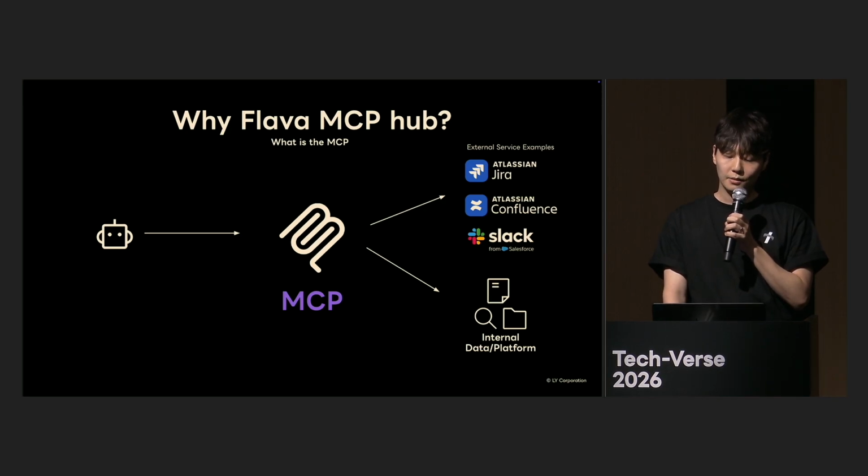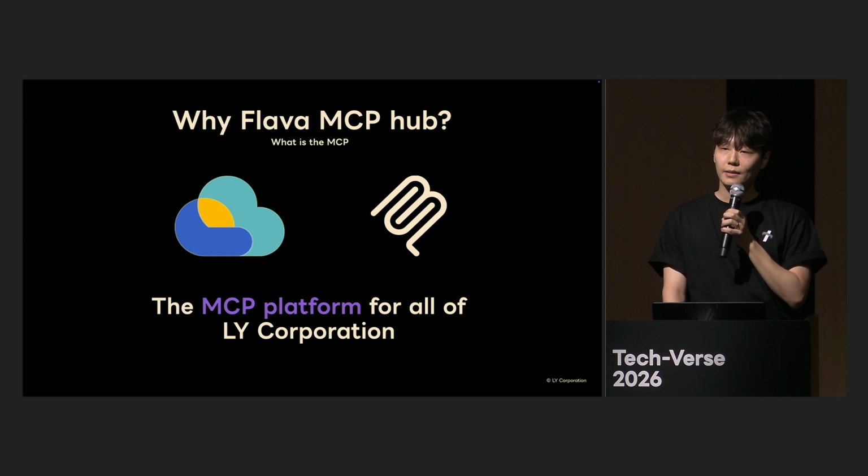MCP server is a standard that gives eyes and hands to LLMs. LLMs can directly access external tools and data, so it serves the role of allowing us to retrieve necessary context as needed. Now, we've briefly learned about MCP. Let's return to the main topic and talk about what the Flava MCP Hub is. Flava is a private cloud commonly used within the company. And the MCP platform commonly used in the company that runs on top of Flava is the Flava MCP Hub.